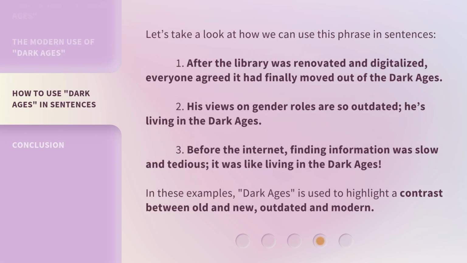Let's take a look at how we can use this phrase in sentences. 1. After the library was renovated and digitalized, everyone agreed it had finally moved out of the Dark Ages. 2. His views on gender roles are so outdated. He's living in the Dark Ages. 3. Before the internet, finding information was slow and tedious. It was like living in the Dark Ages. In these examples, Dark Ages is used to highlight a contrast between old and new, outdated and modern.